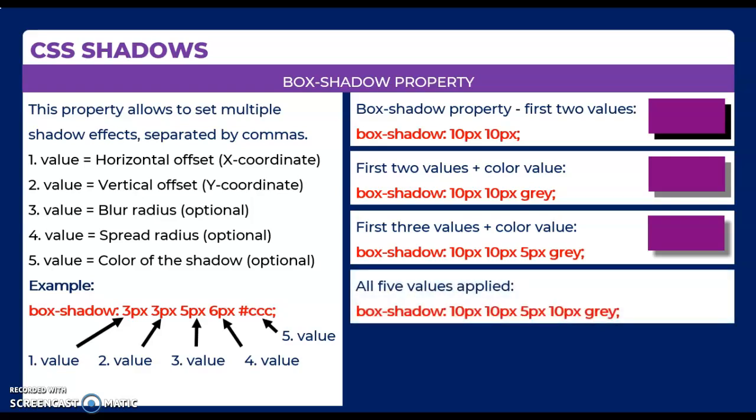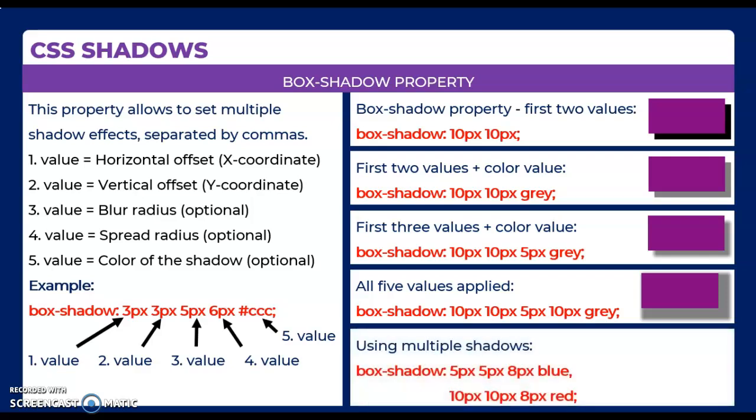This example is applying all five values. The fourth value defines the spread radius of the shadow. The last example is applying multiple shadow effects separated by commas. As we can see, this div element has one blue shadow and one red shadow.